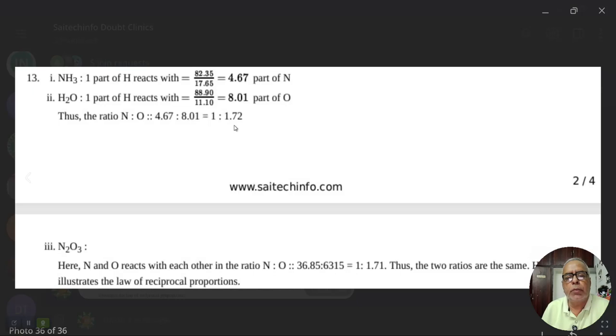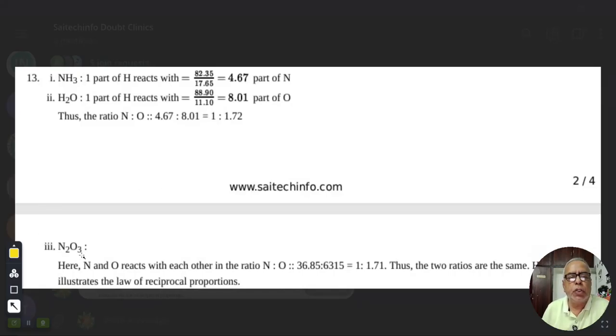Now, we can further simplify it so that you are able to get, 4.67 is to 8.0, so 1 is to 1.72. Now let us further proceed.